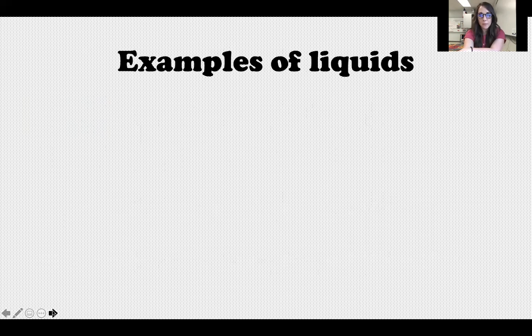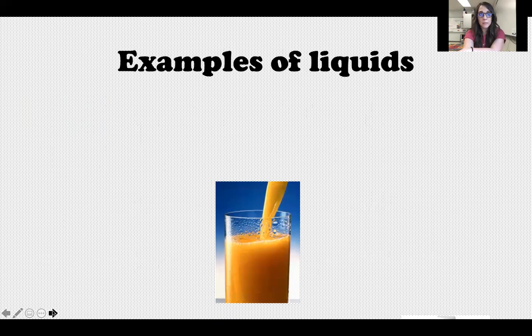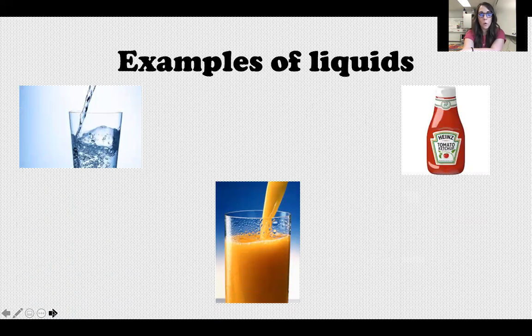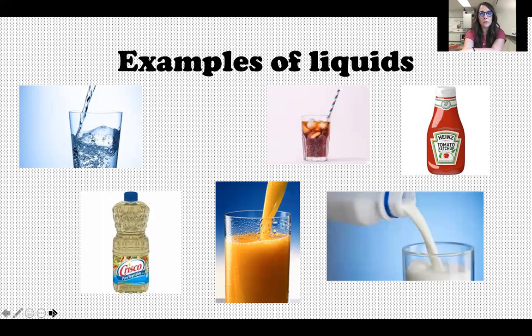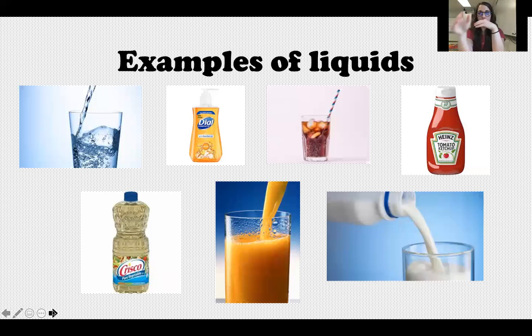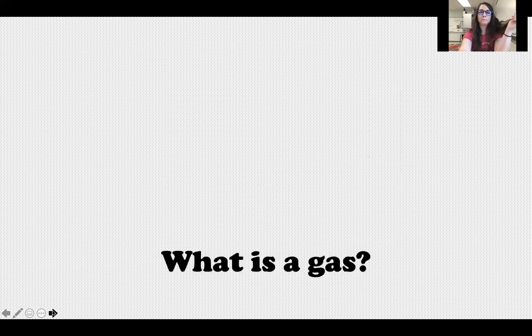So here are some examples of liquids: juice, ketchup, water, vegetable oil, milk, soda, and hand soap that we've all been using a lot of lately. All of these things are liquids. They don't have their own shape. They take the shape of whatever container they're in, and they can pour and spill and flow out and make a big mess.